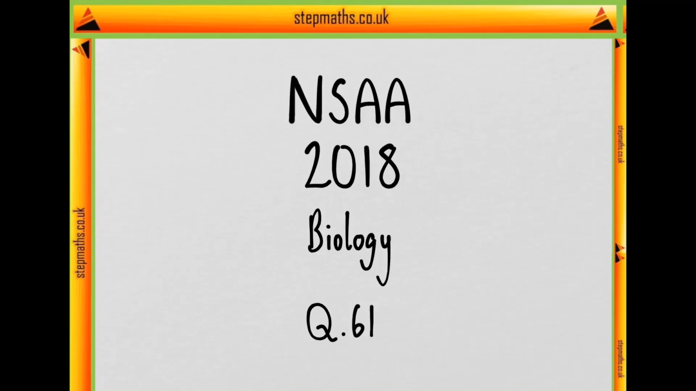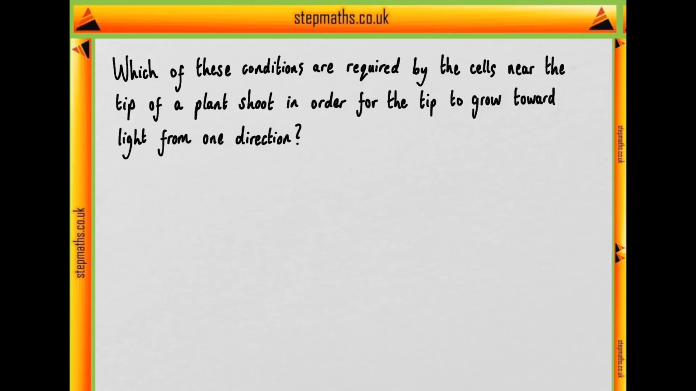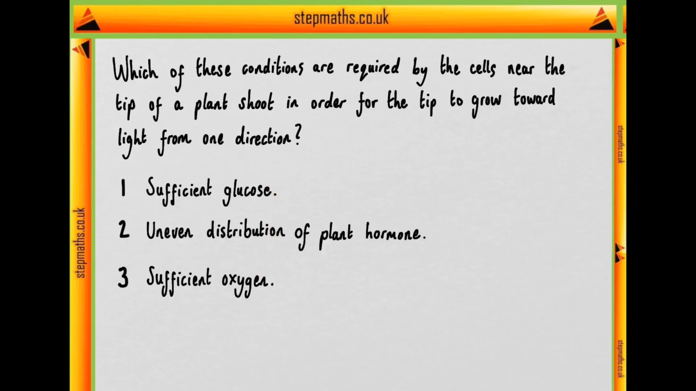This video will cover question 61 from the biology section of the 2018 NSAA paper. This question relates to the conditions required by the tip of a plant shoot in order for the tip to grow towards light from one direction. So here are three conditions, and all of this relates to phototropism, i.e. the growth of a plant in the direction of light, or directional light.